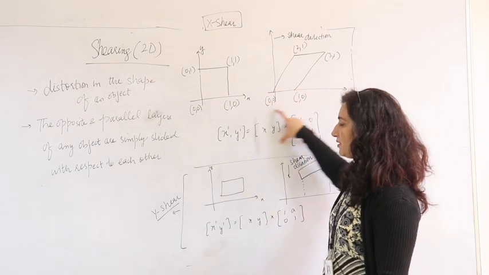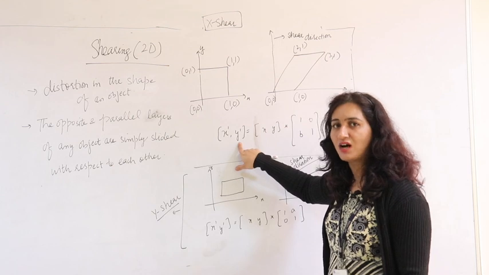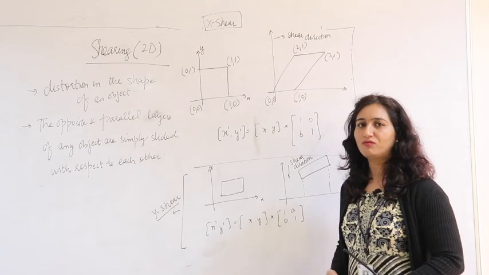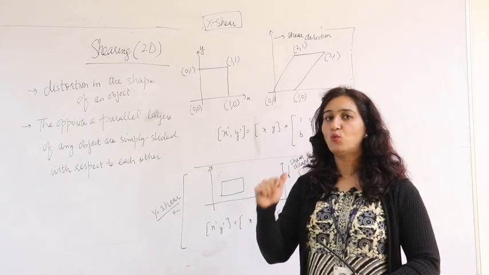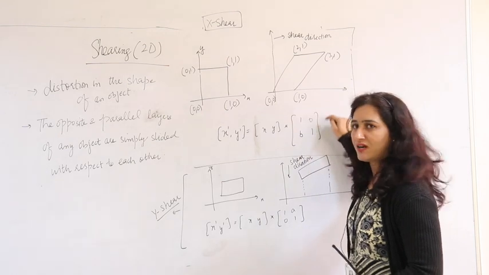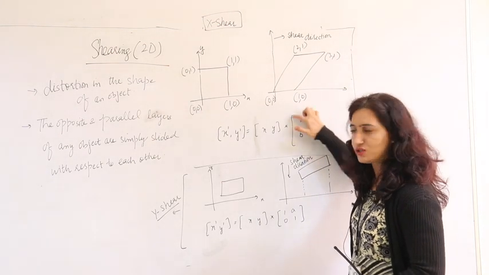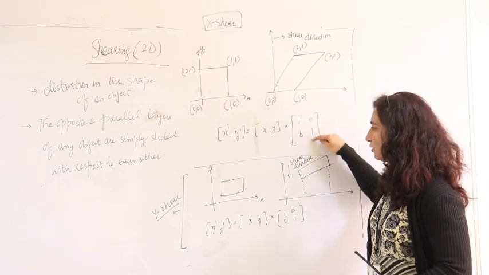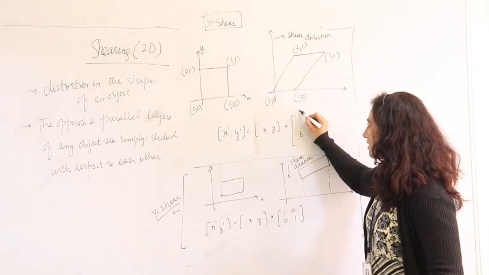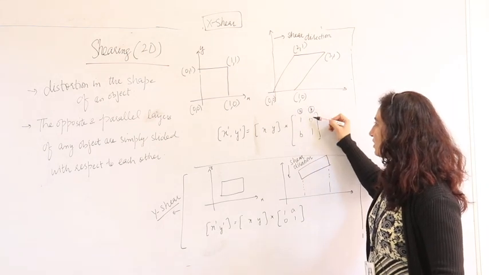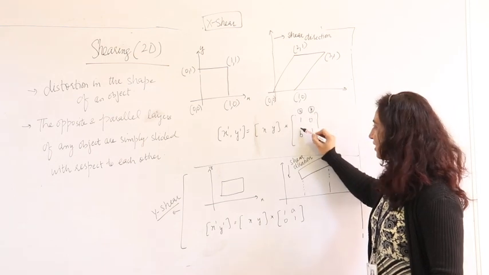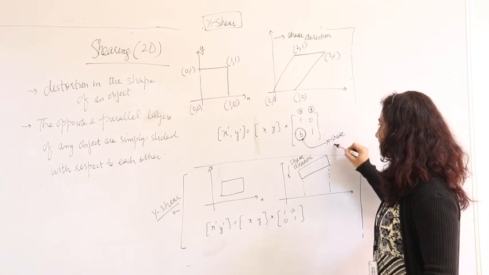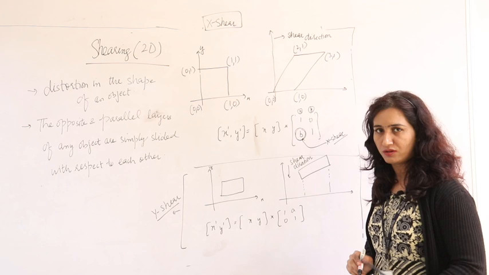Clear? So here, what will be the matrix? x dash and y dash are the new coordinates after shear. x, y was the old position of the object. So here I am talking about x shear. There is no change in the y-axis. Suppose this is the matrix of x shear. Here this is the x-axis position and this is the y-axis position. So there is no change in the y-axis position, but there is a change in the x-axis position. This is called x shear, right?